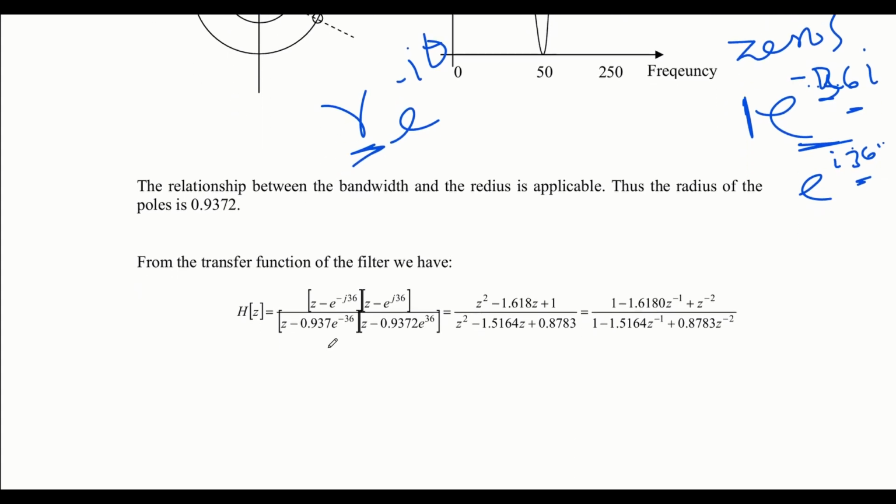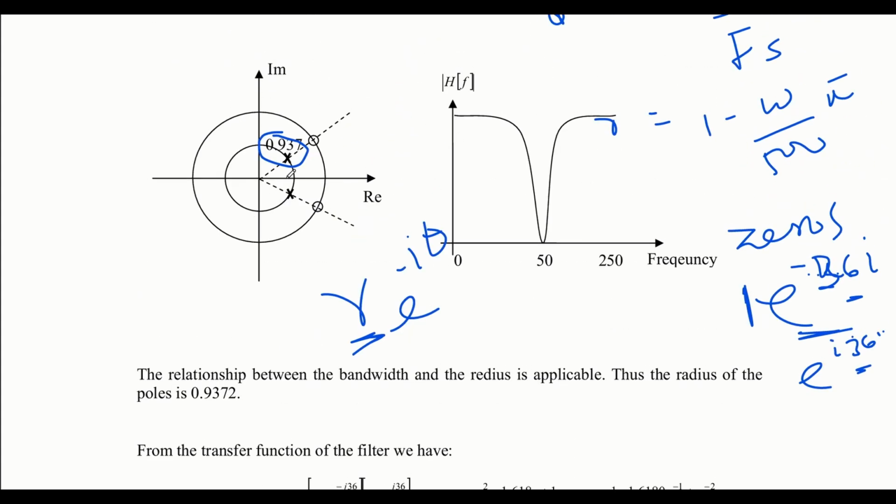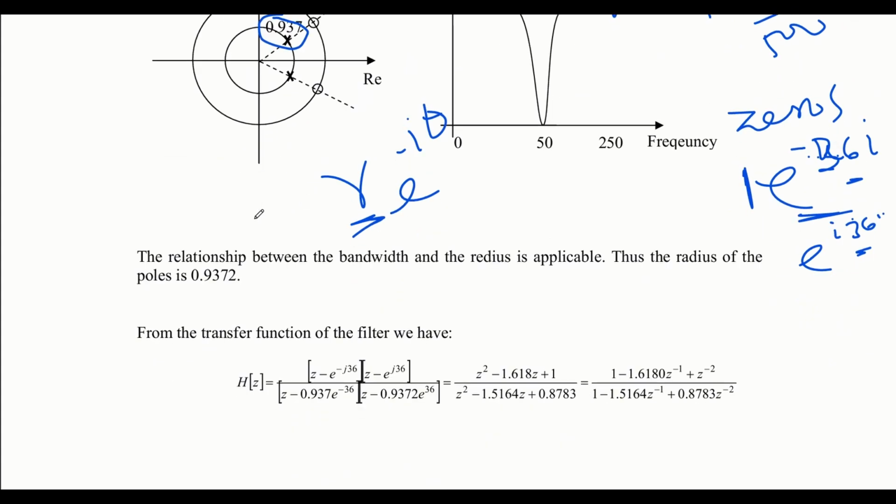But at the bottom, the radius is not 1, because we evaluated the radius for the poles. The poles are at the bottom. We evaluated the radius for the poles, and we got 0.937. So one of the poles occurs at what? 0.937 e raised to the power minus 36 j, multiplying z minus 0.937 e raised to the power positive 36 j. So those are the locations of the poles, and they are complex.